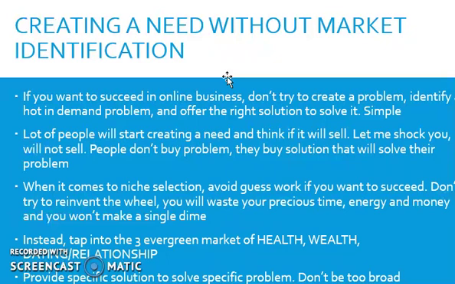If you want to succeed in online business, don't try to create a problem. Identify a hot in-demand problem and offer the right solution to solve it. Simple. Your job as an information marketer is to provide a solution to a specific problem. There is no guesswork. There are a lot of tools, there are a lot of strategies you can use to identify most of these hot in-demand problems, niches, products, topics. There are a lot of methods you can use.